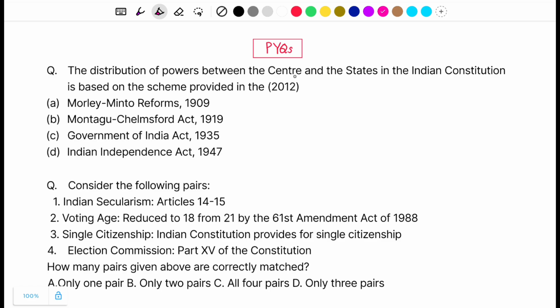First question. The distribution of powers between center and state in the Indian Constitution is based on the scheme provided in: option A, the Minto-Morley reforms; option B, the Montagu-Chelmsford Act 1919; option C, the Government of India Act 1935; option D, the Indian Independence Act 1947. Easy question. Let's solve this question by reading it out again. The distribution of powers. This question talks about the distribution of powers.